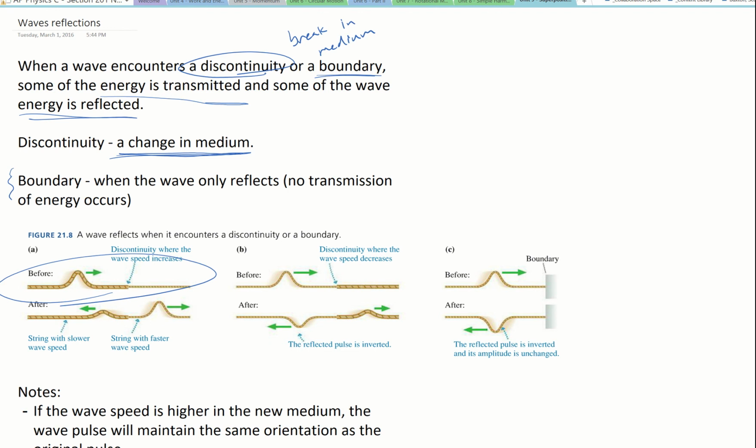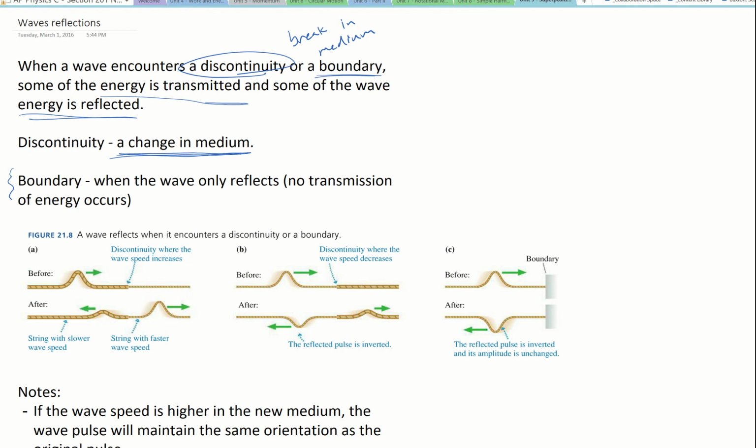So notice in our diagrams here, they're showing us that in this first scenario, the medium is changing. We're going from a thicker string to a thinner string. And as that happens, the medium does change. However, this would simply be a discontinuity because some of the wave reflects backwards while some of the wave passes forward. Whereas in the other scenario, I'm going from the thinner string to the thicker string. Same thing happens. It's still a discontinuity. Some of the wave reflects backwards, some of the wave passes forward. In diagram C over here, they show us a boundary where the entire wave reflects backwards.